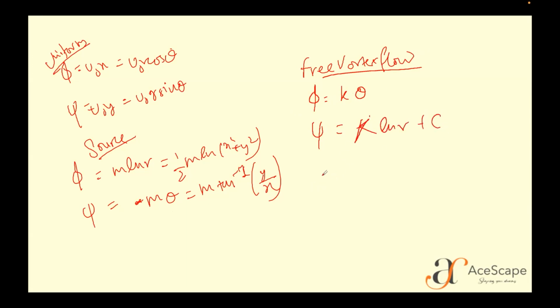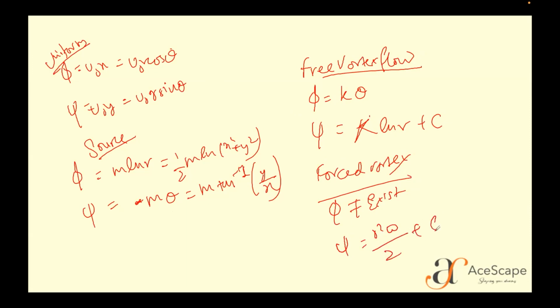In case of forced vortex, the phi does not exist, and our psi is given by r square omega by 2 plus some constant. Fine. This is a quick refresher. Somebody wrote something in the chat. Okay, I'll move ahead to the next question.